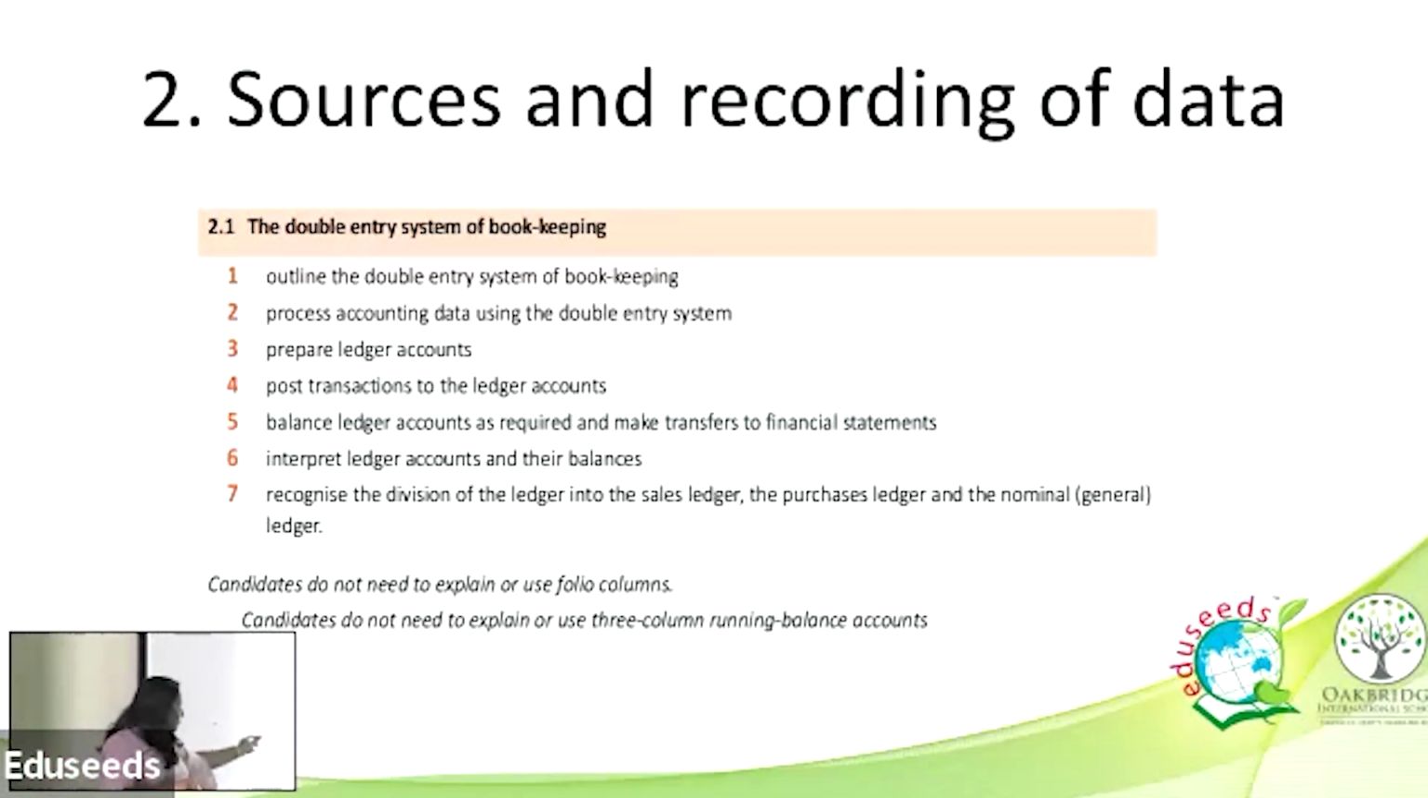And then candidates do not need to explain or use the three-column running balance account. Okay, what does this mean? You just have to do your ledger account, your T account. You know how your T account looks like, right? You have your date, you have your details, and you have your debit and credit, right? So three columns meaning where you have your date, your details, and let's say you talk about bank book, you have your in, out, and the balance is updated after every transaction. So you don't have to worry about the three column. You don't have to even prepare that three column, right? But anyway, you need not worry because in IG, the format is given to you. You just have to fill it up. Okay, good? Right. Okay, take note of that.